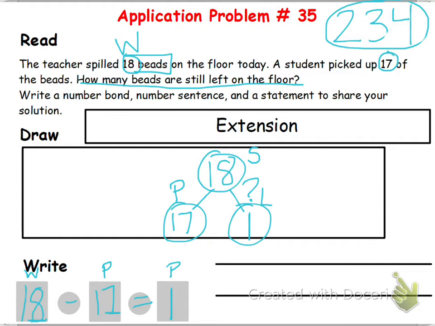So now let's write our statement. It says, how many beads are still left on the floor? Well, how many beads are still left, guys? Tell it to me. Right. 1 bead is still left on the floor. So we're going to write that.